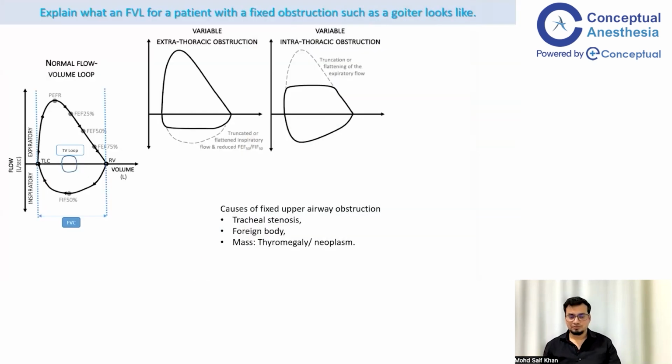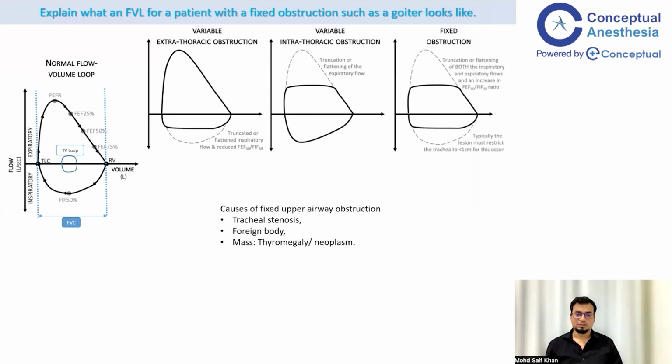Okay, so what will happen? What will happen to FV loop? What is the variation now? So in the case of fixed airway obstruction, both inspiratory flow and expiratory flow will be blunted. The truncation will happen in both flows, expiratory flow and inspiratory flow, as you can see over here. So both flows will be diminished and there will be flattening of flows over here, right? The plateau phase. So this is very typical for the fixed obstruction.